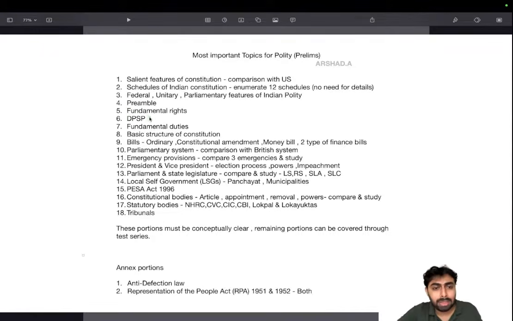What I have mentioned here doesn't mean that this is the one thing that should be read first. I am just following the order of Lakshmikant. That's it. Other than that, this is not the case. Priority should be given to fundamental rights first, then DPSP, then preamble, then fundamental duty, then basic structure, and like that.